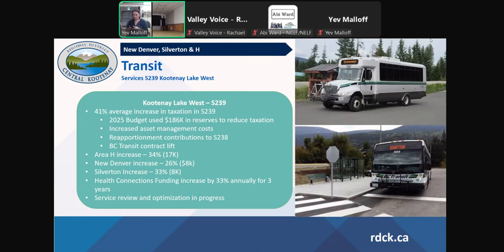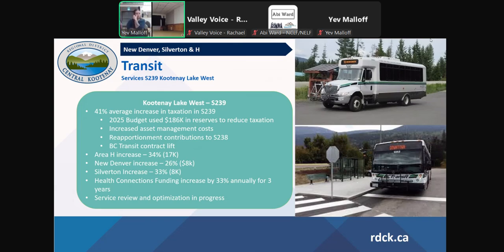So what happened? One thing is this service is seeing a fairly substantial increase in taxation this year, and that's driven by a few factors. One was last year the last bit of reserve funding was used to reduce taxation in the service. So the service has built up a fairly substantial amount of reserves through the pandemic COVID era, where the provincial government wanted to ensure transit services kept going. So some of those funds were put in reserve, and those are all used up now. So taxation has made the jump to the actual cost of providing service.